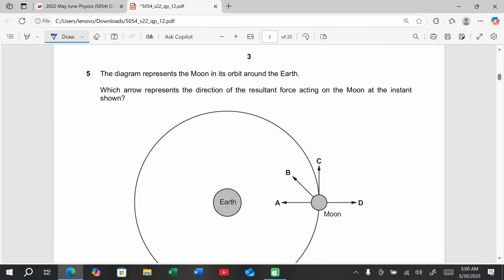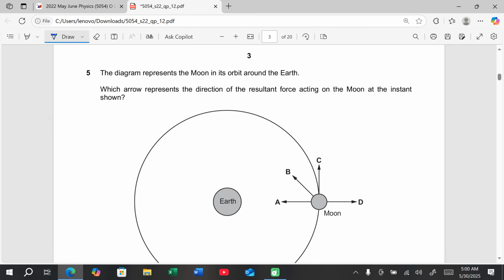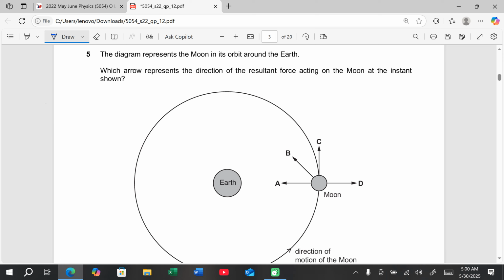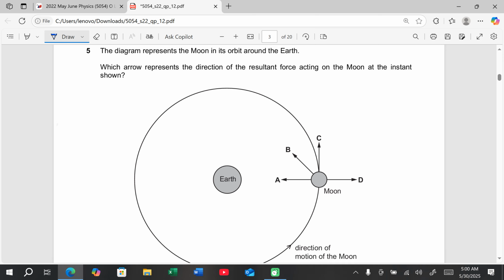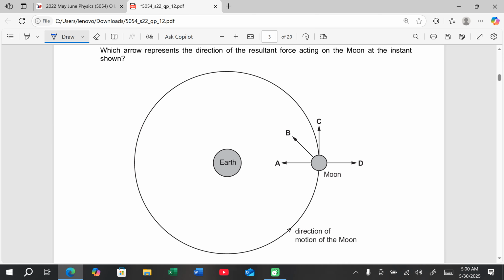The diagram represents the moon in its orbit around the earth. Which arrow represents the direction of the resultant force acting on the moon at the instant shown? It is always towards the center of the circle.